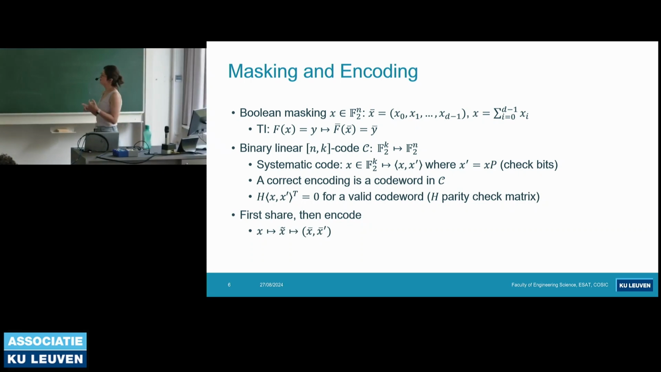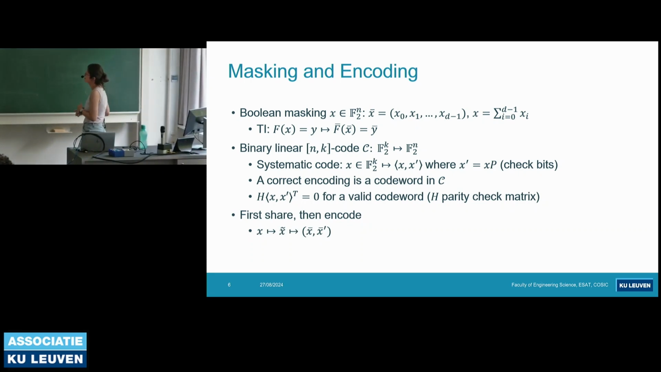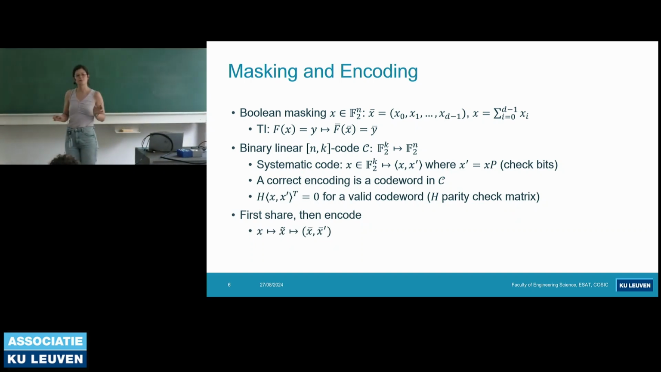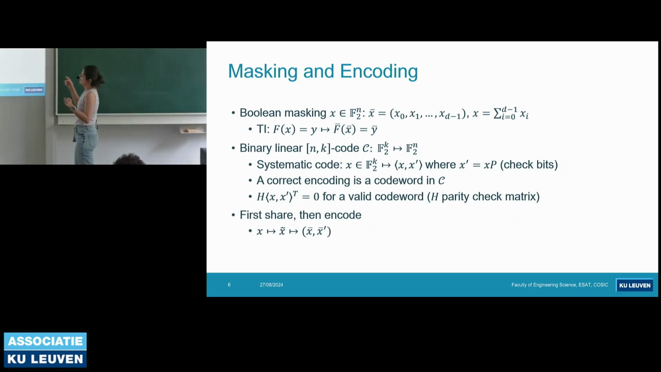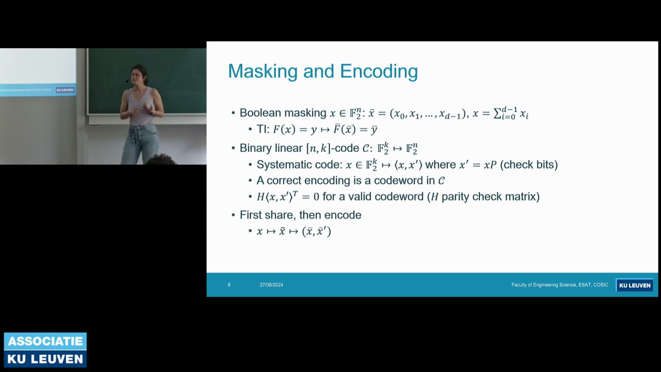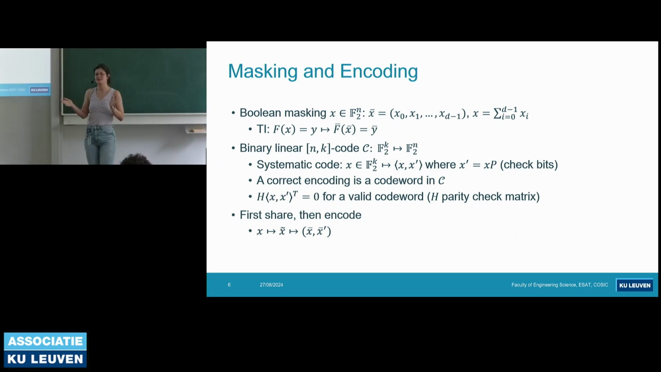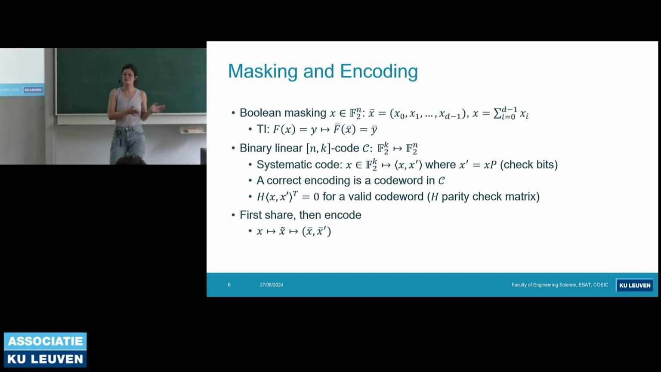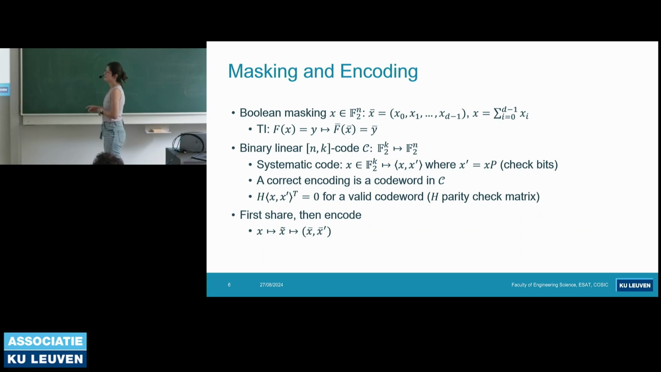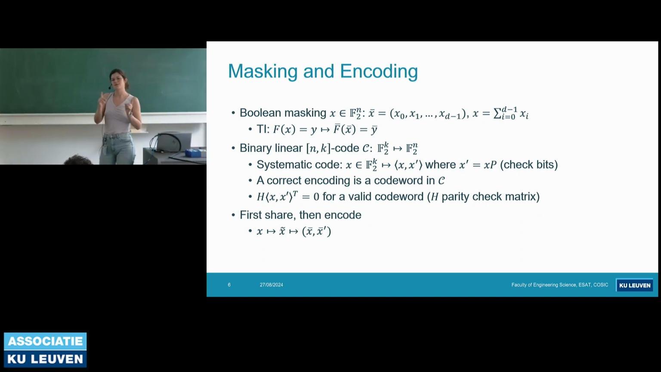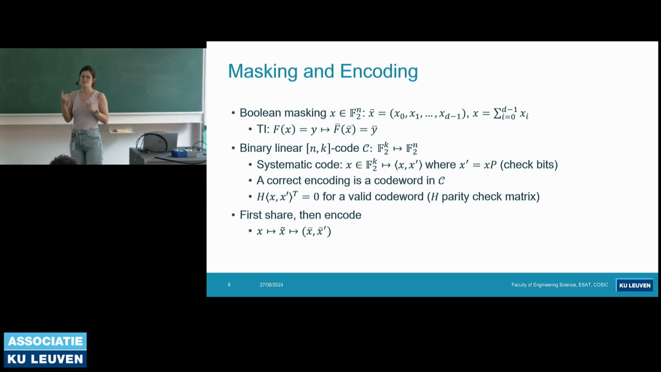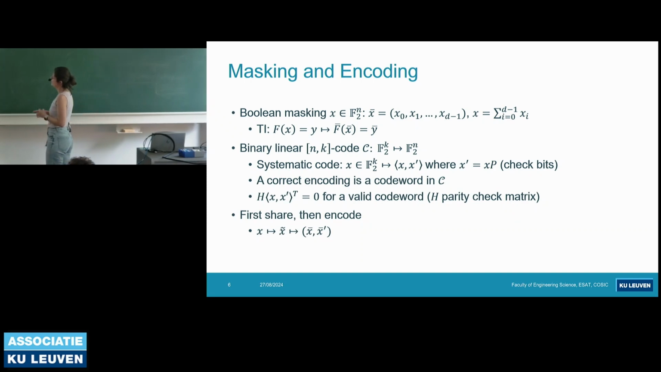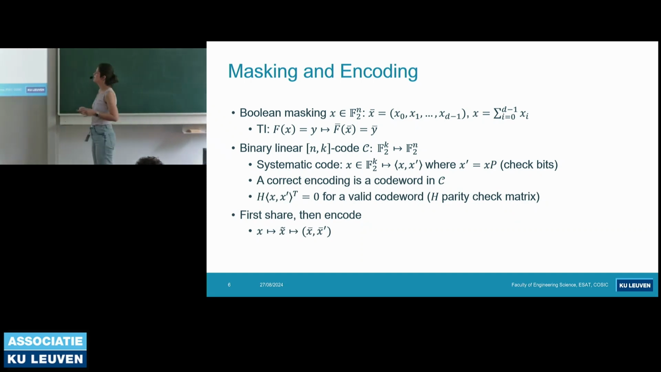And now let's see what we use as masking and encoding in StaTI. We make use of Boolean masking. We take X in the binary field extension, and then we split it into a number of shares. Then the summation of those shares gives back X to us. Specifically, we are using threshold implementations, which split the computation into coordinate functions, where each coordinate function calculates one output bit. And for the encoding, we make use of binary linear codes.